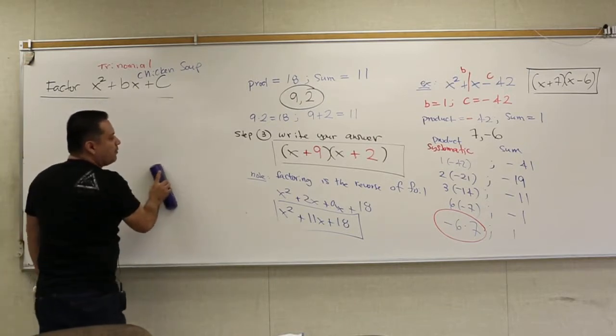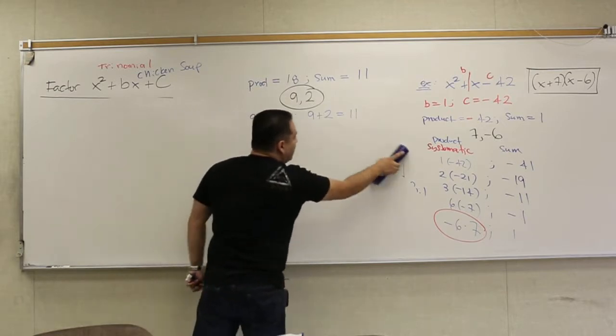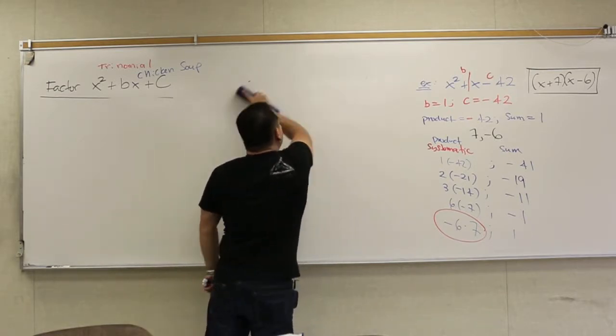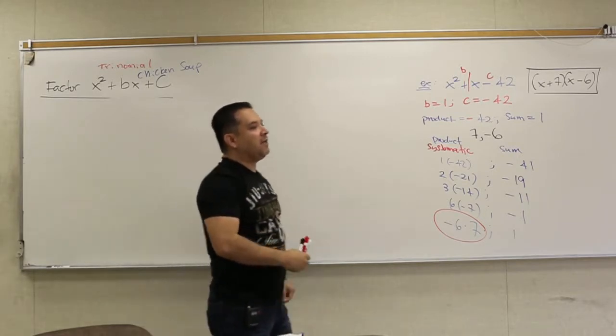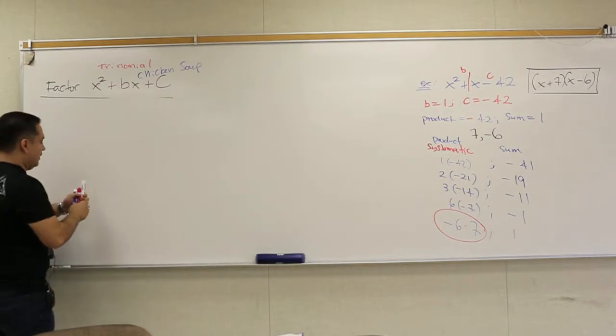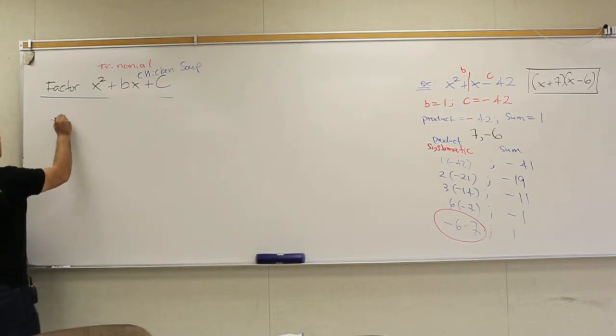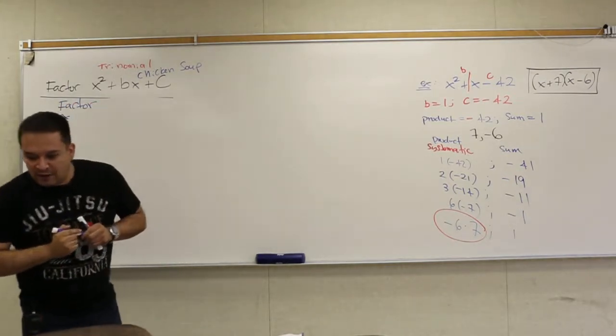So let's see some more examples here. I'm going to erase this portion. Like I said, the key now for you is to go through this recipe over and over and over again. How many times? Maybe even 100. All of these problems are going to be this chicken soup recipe, this factor recipe. So let's factor.